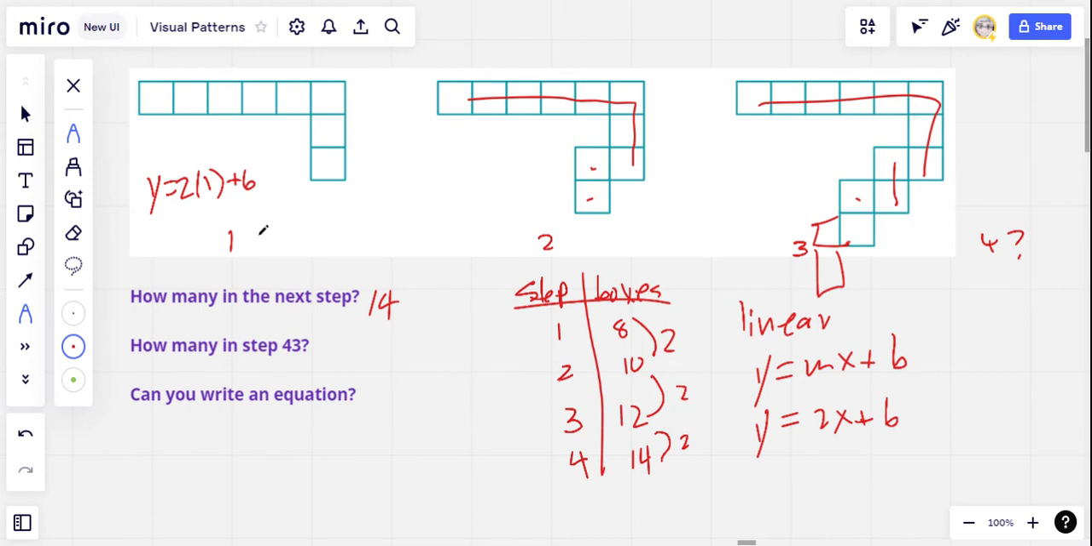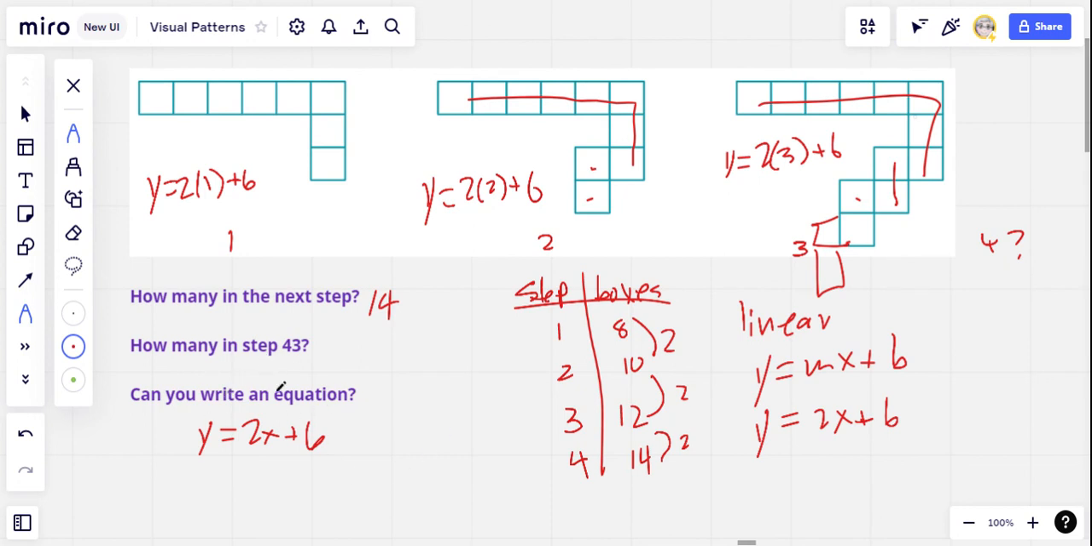Now it works with step 1. Let's try it with step 2. Y equals 2 times step 2 plus 6. 2 times 2 would be 4, plus 6 would be 10. Yeah, that's how many boxes are there. In step 3, y equals 2 times step 3 plus 6. 2 times 3 is 6 plus 6 is 12. Yep, that's how many in step 3. So this equation seems to be working out. And we got y equals 2x plus 6.